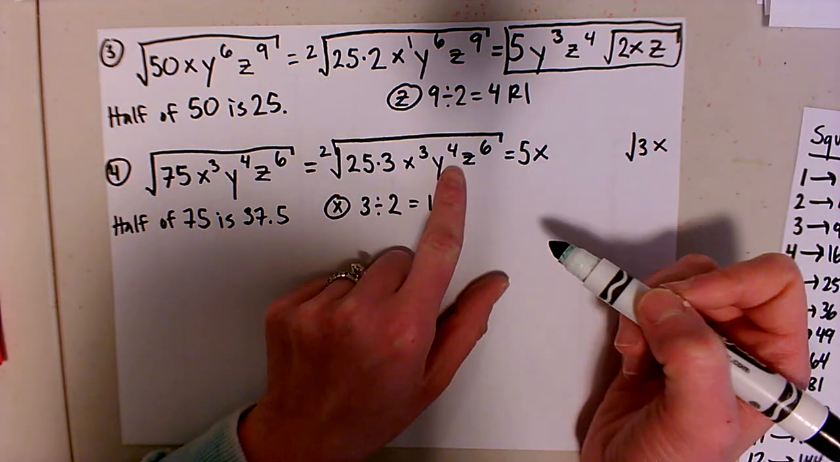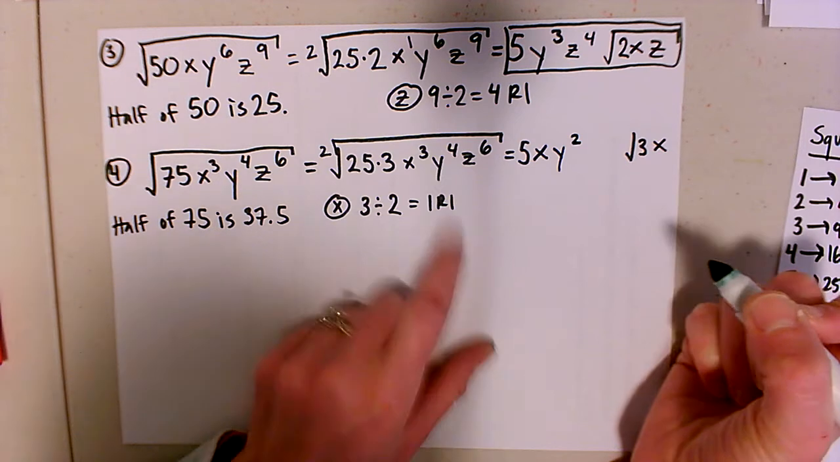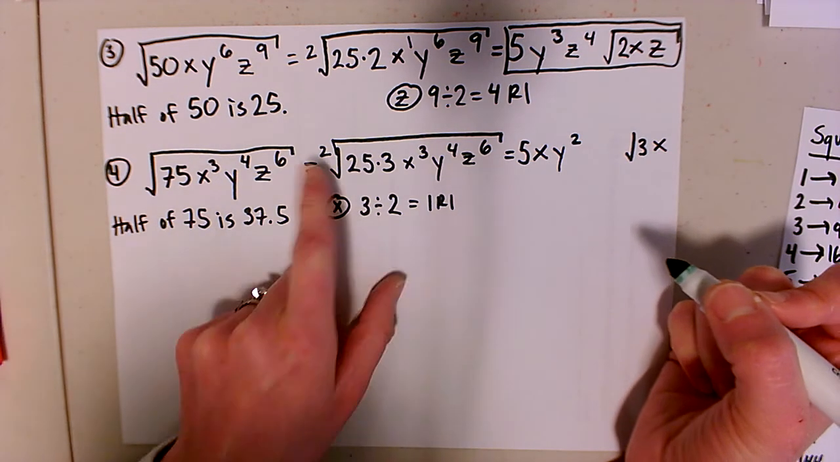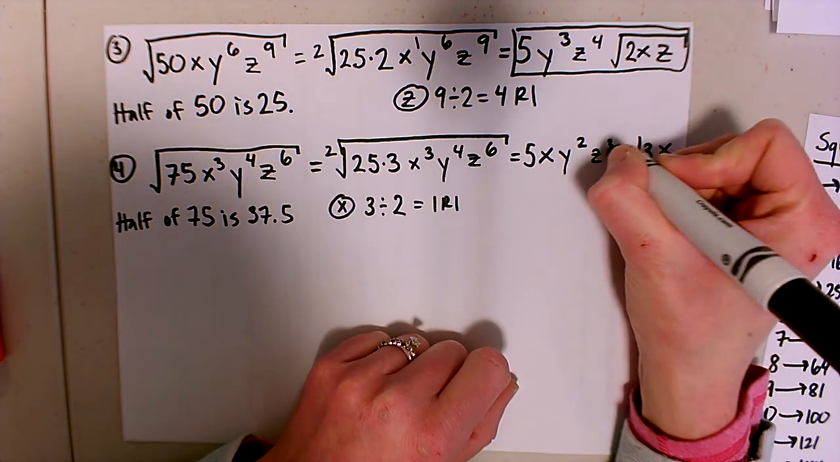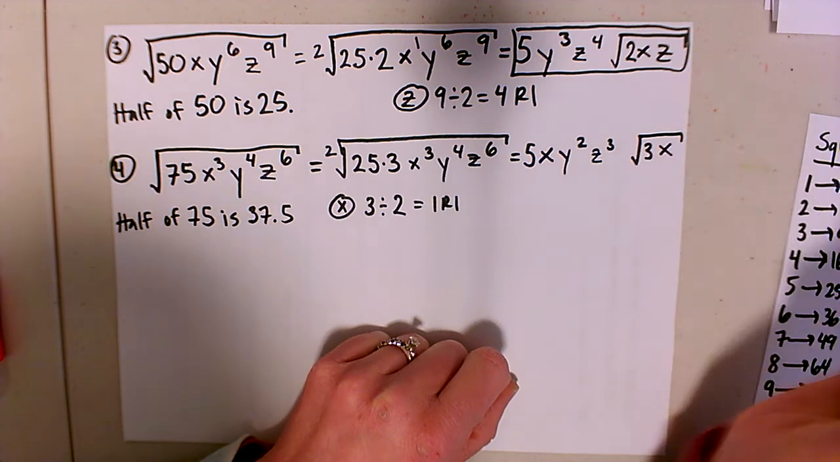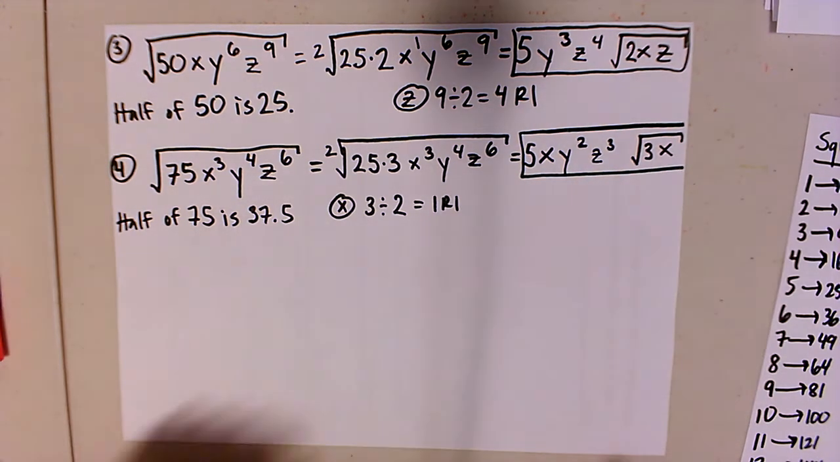And then for y, well, that's easy. 4 divided by 2 is 2, so I'll have a y squared on the outside. And then for z, I do 6 divided by 2 is 3, so then I'll have a z cubed on the outside. And then I'm left with just my 3x on the inside, and that whole thing is your answer.